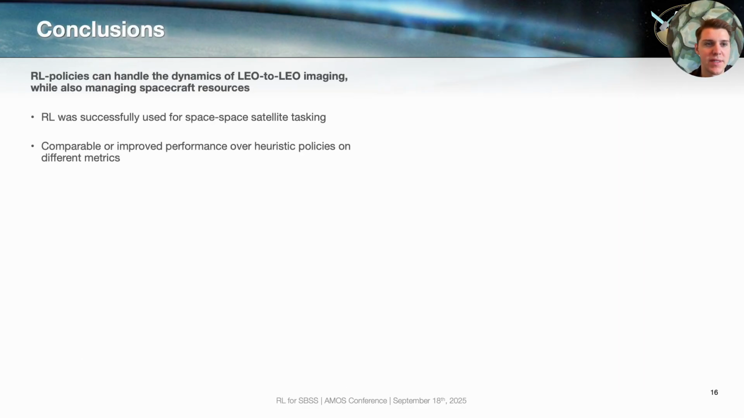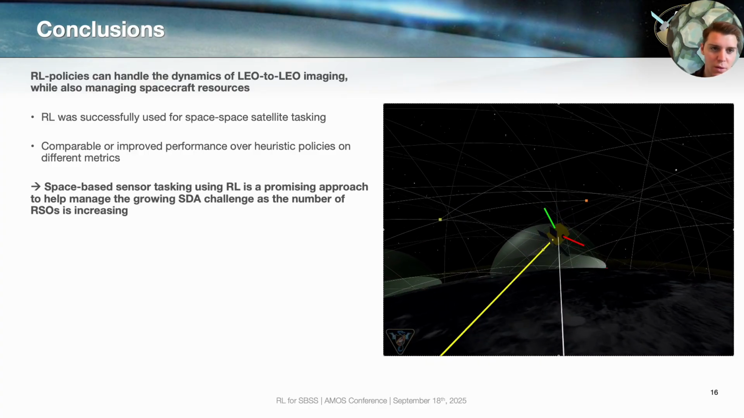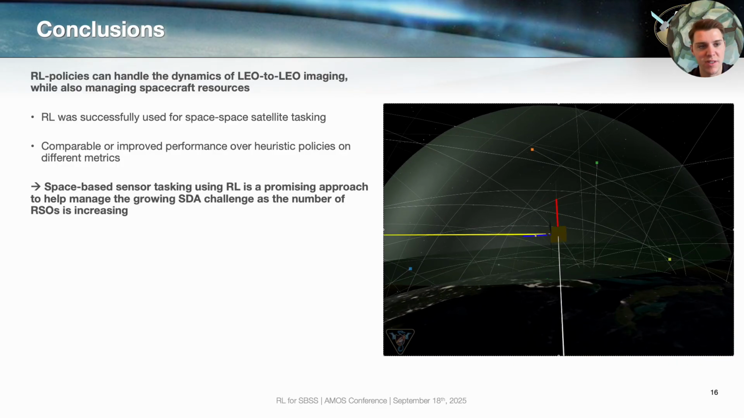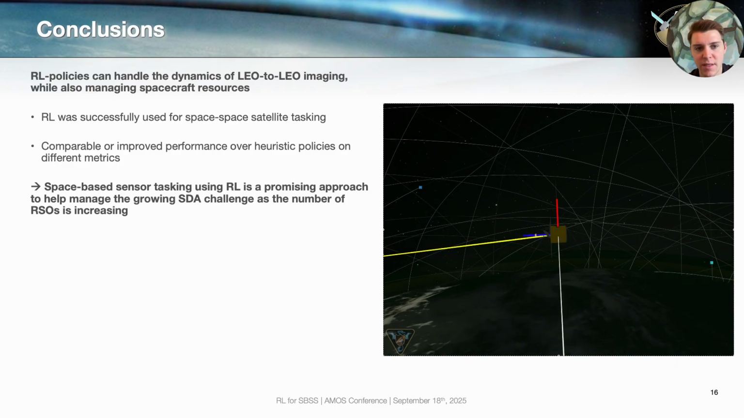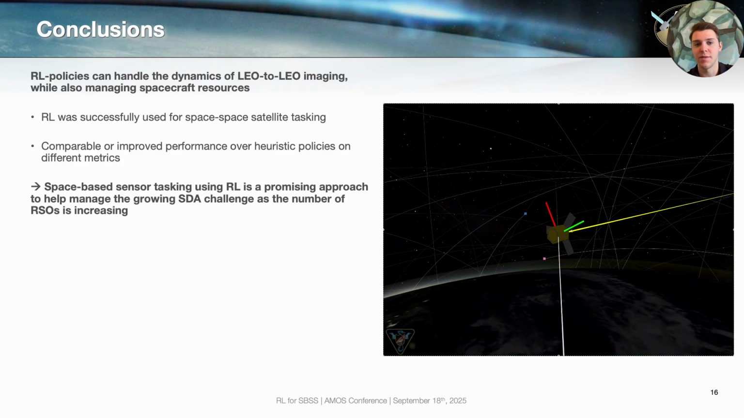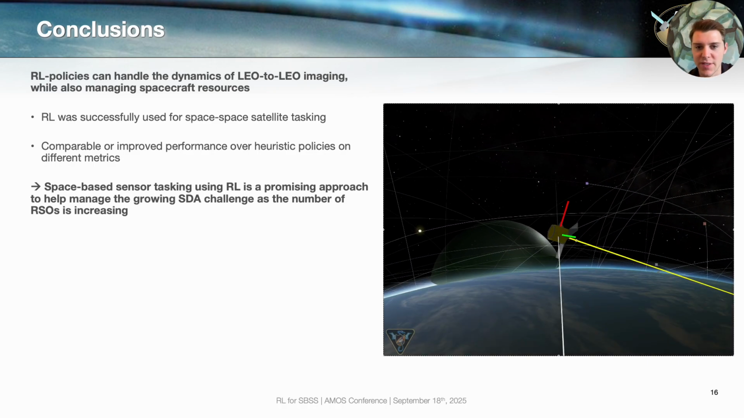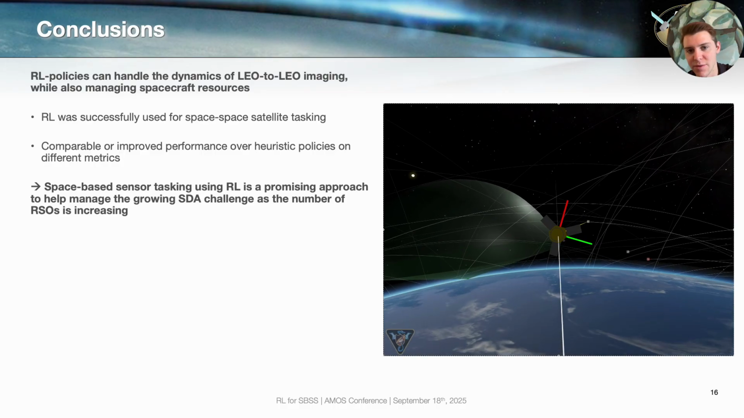In conclusion, we see that reinforcement learning policies can handle the dynamics of LEO to LEO imaging, despite having sometimes very large, very fast relative motion. And it is also doing that under stricter resource constraints on the spacecraft. So overall, space-based sensor tasking using reinforcement learning is a promising approach to help manage the growing SDA challenge as the number of objects in space is growing larger and larger. Here on the right, we see a simulation of that seed that I was just showing.